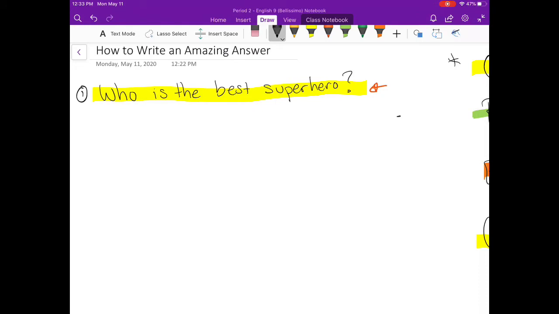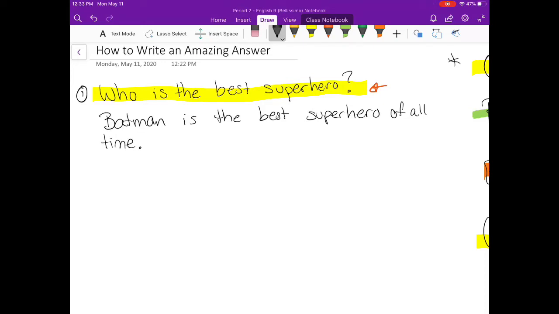Okay, so to answer this question, we're going to start with the opinion. So who is the best superhero? Batman is the best superhero of all time. Okay. Now keep in mind I'm in a writing app that doesn't give me a lot of room for lines and so forth, so that would be indented in, but I don't want to erase everything that I have. But we have our first opinion right here.